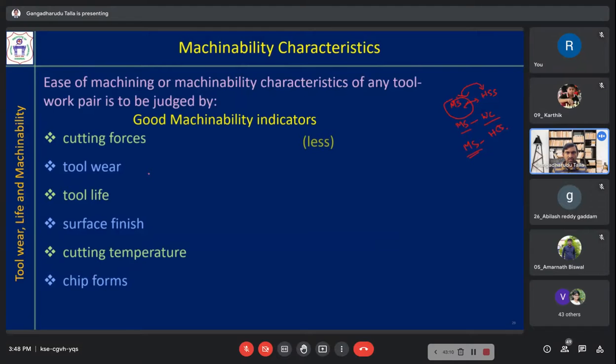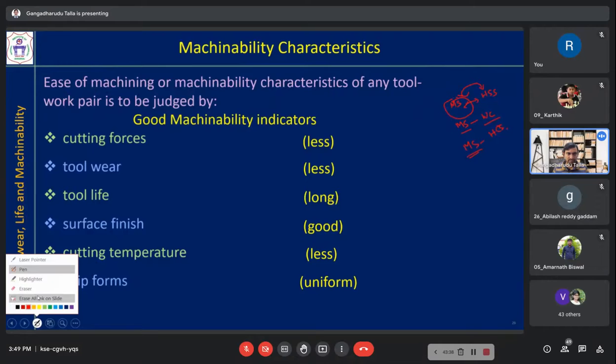So you can see cutting forces less means good machinability. Tool wear less, good machinability. Long tool life, good machinability. Surface finish is good, good machinability. Cutting temperature is less, then you will say good machinability. Uniform chips, then you will say good machinability. So these are the indications for the machinability.